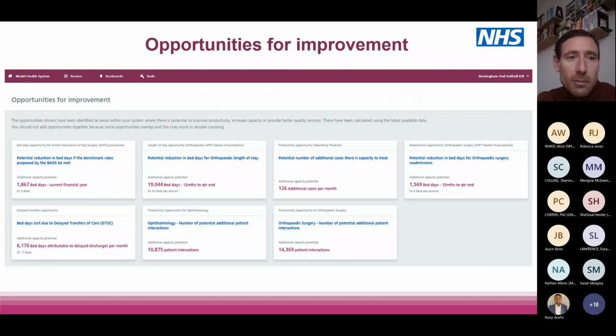There's a few different places that you might consider to be a starting point. Some users will be looking for something specific and can dive straight in, but if you're looking for more of an overview, then the opportunities for improvement section might be a good starting point. I'm logged in as Birmingham and Solihull ICB here, and what this page is doing is presenting some of the biggest opportunities across a range of different areas. So we've got day case rates, length of stay, theatre productivity. A range of different opportunities presented there.